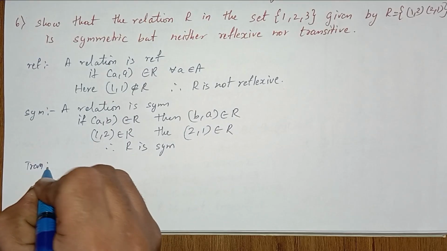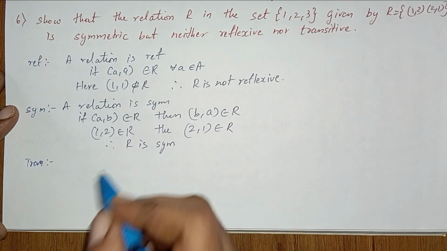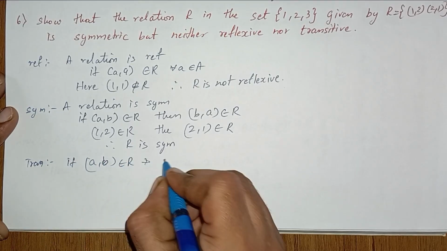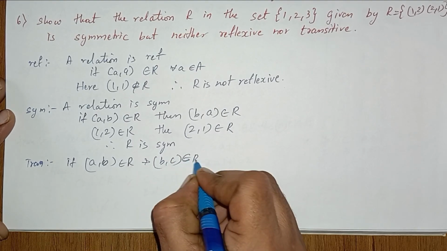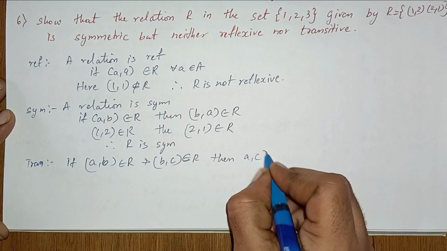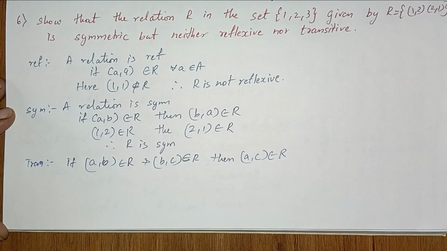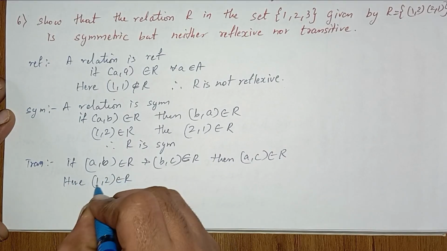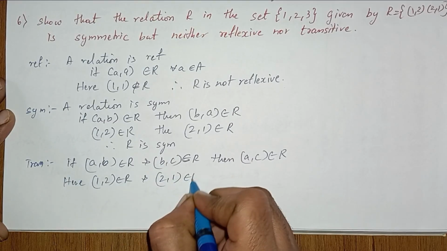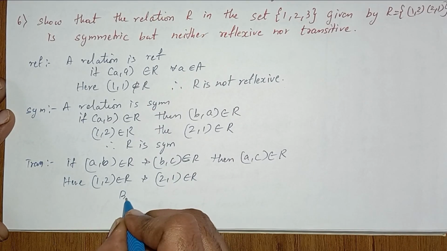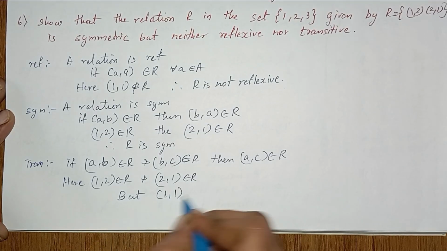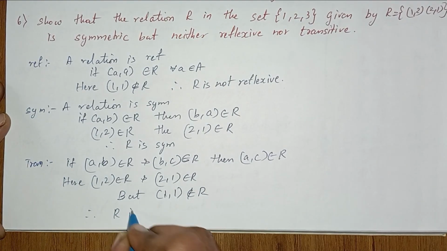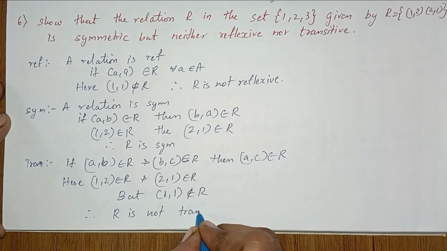Transitive. If it is transitive, then if (a, b) belongs to R and (b, c) belongs to R, then (a, c) should also belong to R. Here (1, 2) belongs to R, and we know (2, 1) also belongs to R. But (1, 1) does not belong to R because (1, 1) is not there in the relation. Therefore R is not transitive.